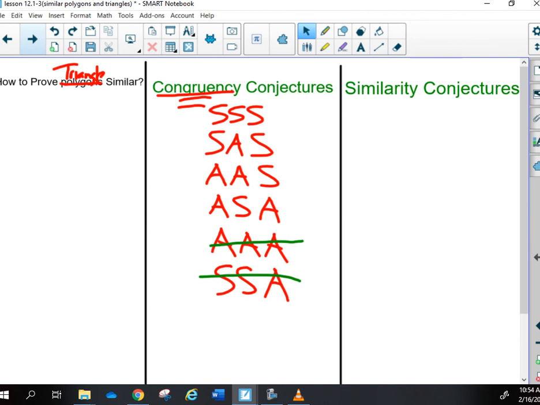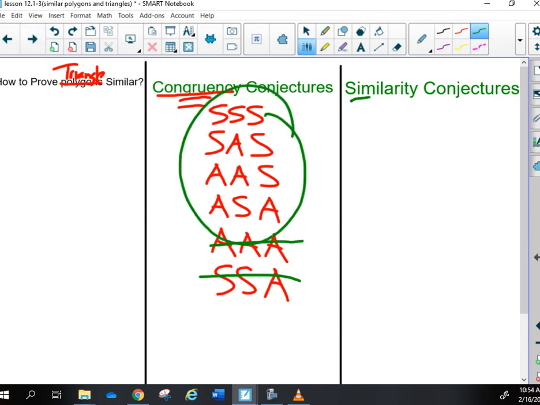So what I told you right up here is that all of these rules we used for congruency are actually still going to work for similarity. We had SSS, but you have to put the word similarity after it. You can't just put SSS anymore. SSS was the abbreviation for congruency.